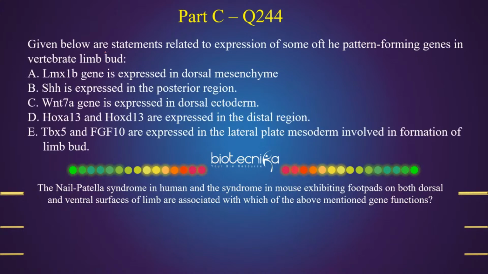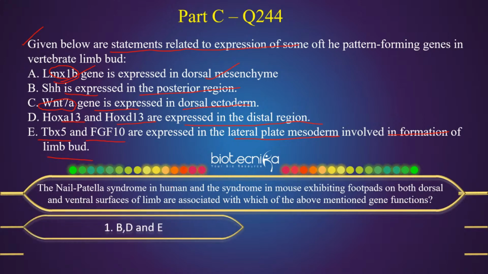All right. Then the last question, I think the second last. Given below are statements related to expression of some of the pattern-forming genes in the vertebrate limb bud. LMX1B gene is expressed in dorsal. We saw this today. I hope you remember what activated LMX1B. There was a WNT7A gene which is expressed in dorsal ectoderm. SHH is expressed in posterior. HOXA13 and HOXD13 are expressed in the distal region. TBX5 and FGF10 are expressed in lateral plate mesoderm, involved in formation of the limb bud.